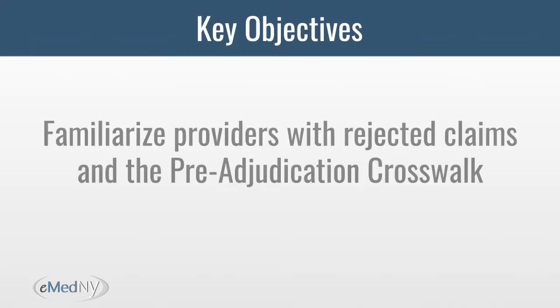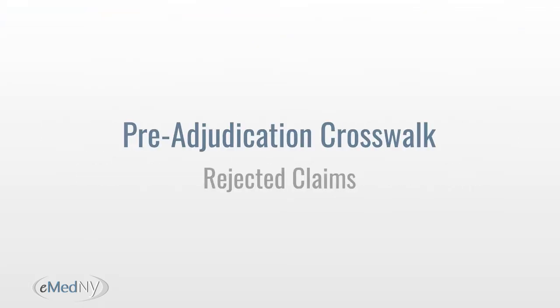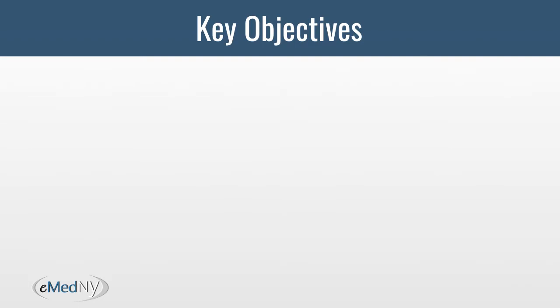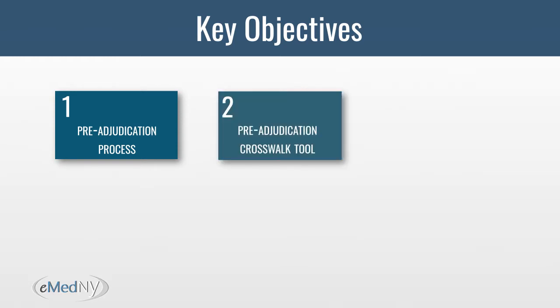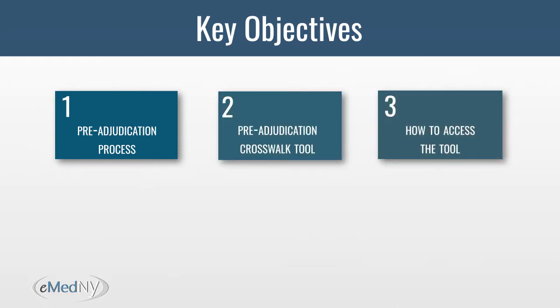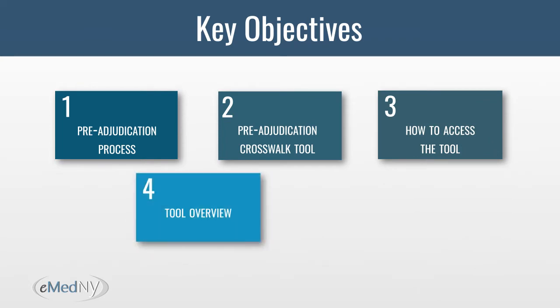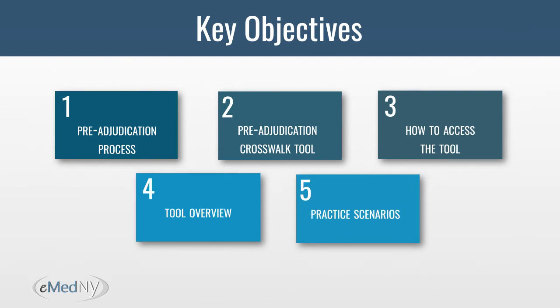The purpose of this session is to familiarize providers with rejected claims and the pre-adjudication crosswalk. The title of today's presentation is Pre-Adjudication Crosswalk, Rejected Claims. In this video, we will review the pre-adjudication process for electronic claims, the purpose of the pre-adjudication crosswalk tool, how to access the tool, and the three main sections of the tool. We will also walk through a few examples of using the tool to look up why a claim was rejected.